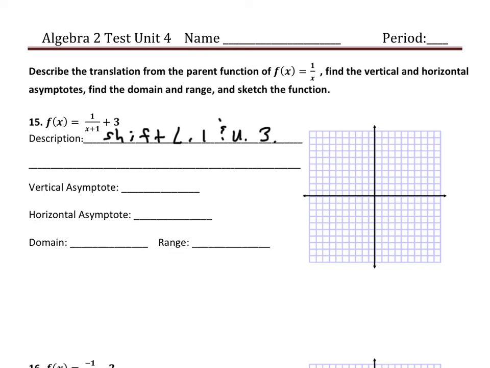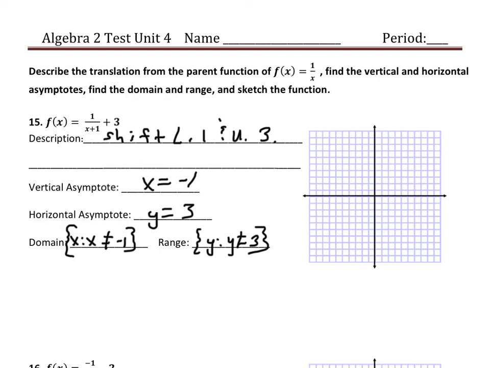Okay, now vertical asymptotes. Let's see. It's x equals the h value, and it's opposite of what we see, so it's going to be x is equal to negative 1. Horizontal asymptote, it's going to be exactly what I see right here because it's the k value, so it's going to be y equals 3. My domain is going to be x such that x is not equal to negative 1. That is our domain, everything except for negative 1. And for our range, it's going to be y such that y is not equal to positive 3.